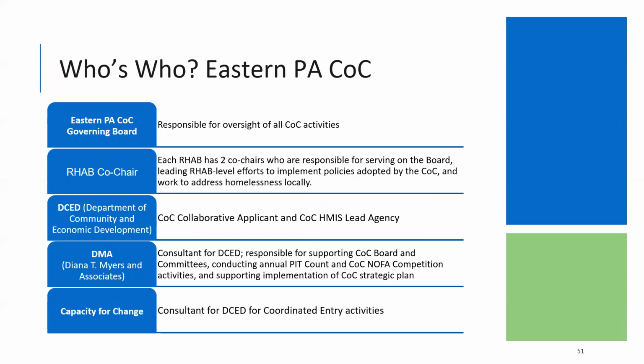In case you ever hear some of these acronyms or are not sure who are the different players in the Eastern PA CoC, want to break it down for you. So first of all, we have the Eastern PA CoC Governing Board. This board is responsible for oversight of all CoC activities. We also have the RABs, which we talked about in a CoC 101 module, which are the Regional Homeless Advisory Board. Each RAB has 2 co-chairs who are also board members, and these folks are leading those regional level efforts to implement the policies adopted by the CoC and really lead efforts locally to address homelessness.